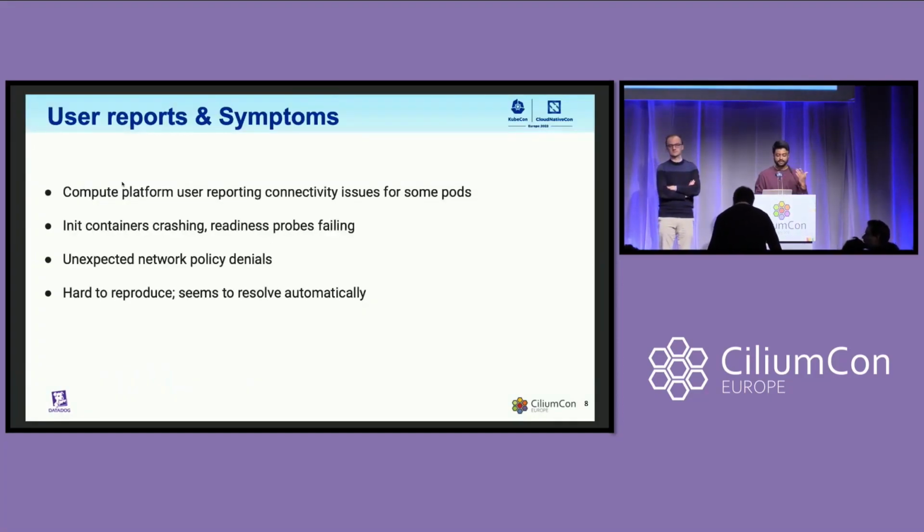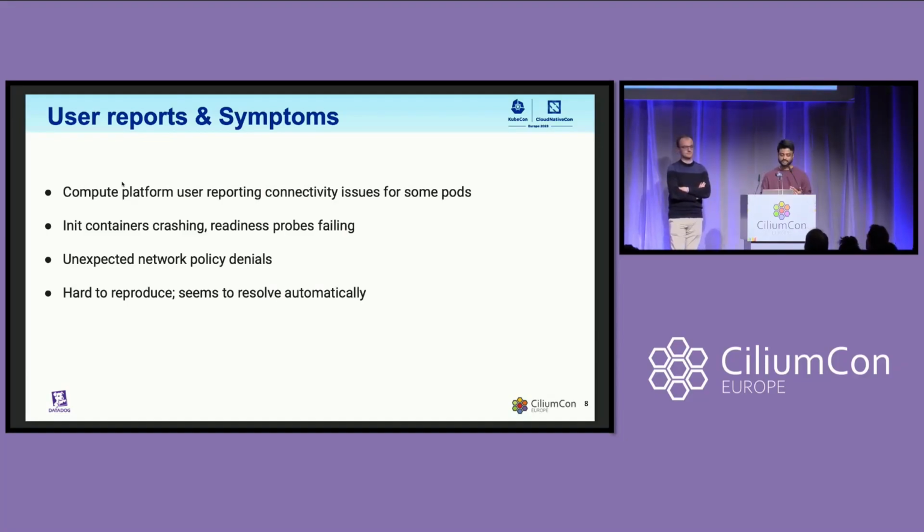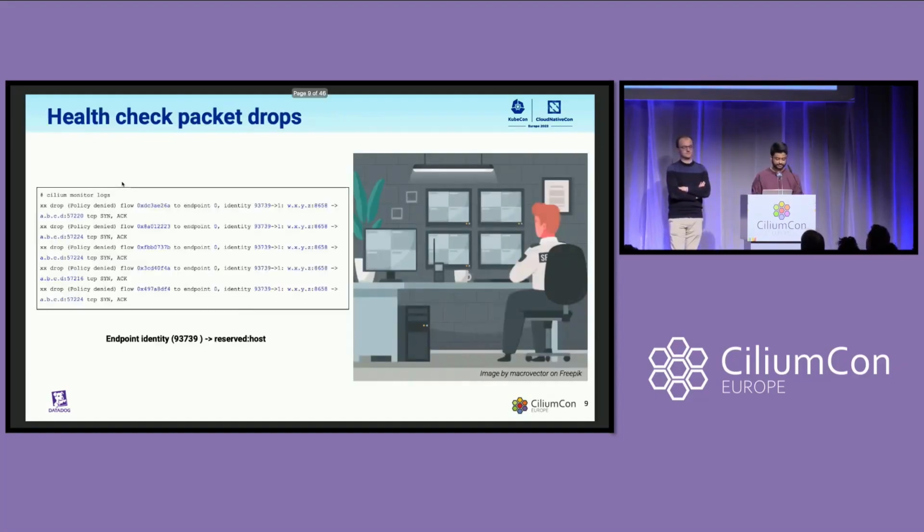Our internal compute platform users were reporting connectivity issues for some pods, and the init containers seemed to be constantly crashing, and the readiness probes were failing. There were also some unexpected network policy denials, and the whole issue was really hard to reproduce because it was constantly being resolved automatically.